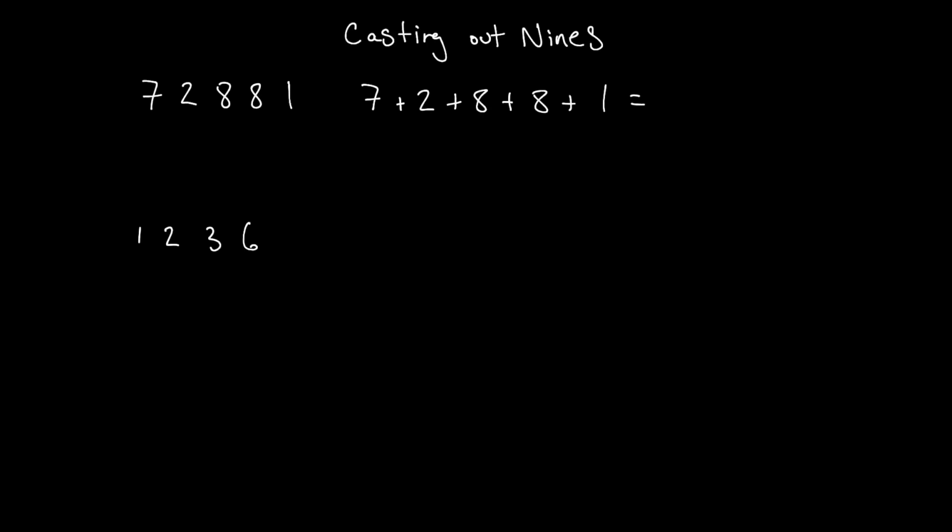Okay, well we know 7 and 2 is 9. And then 9 and 8 gives us 17. 17 and 8 gives us 25, and 25 and 1 gives us 26. So I believe that's correct. If we add these numbers together, let's just do one more time in our head. 7 and 2 is 9. 9 and 8 is 17. 17 and 8 is 25. 25 and 1 is 26.